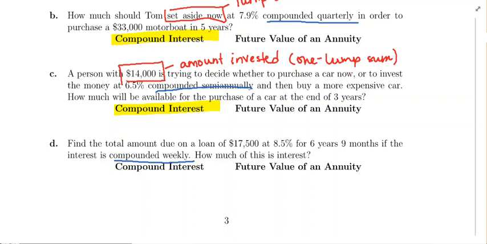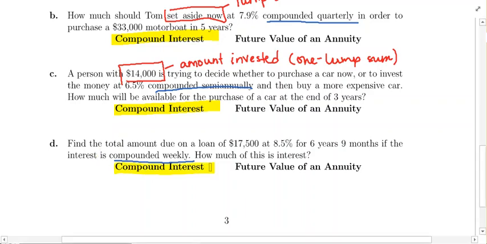So when you think about this loan that we're reading about in part D, the person is borrowing $17,500. They're borrowing this one lump sum. And so, of course, when it comes time to pay back the loan, they have to pay back the $17,500 plus the interest that has accrued over the 6-year, 9-month period. So it boils down to borrowing one lump sum of money, so that makes this a compound interest problem.